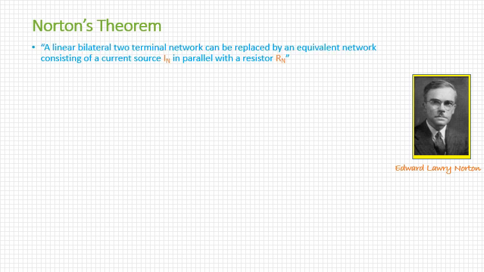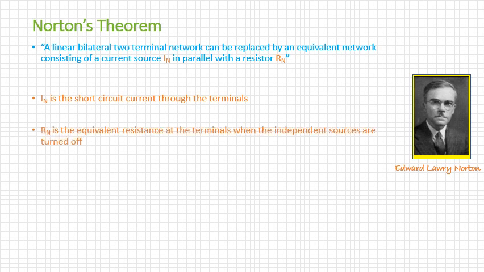Norton's theorem states that a linear bilateral two-terminal network can be replaced by an equivalent network consisting of a current source IN in parallel with a resistor RN, where IN is the short circuit current through the terminals and RN is the equivalent resistance at the terminals when the independent sources are turned off. And we can say that RN will always be equal to the Thevenin resistance RTh.